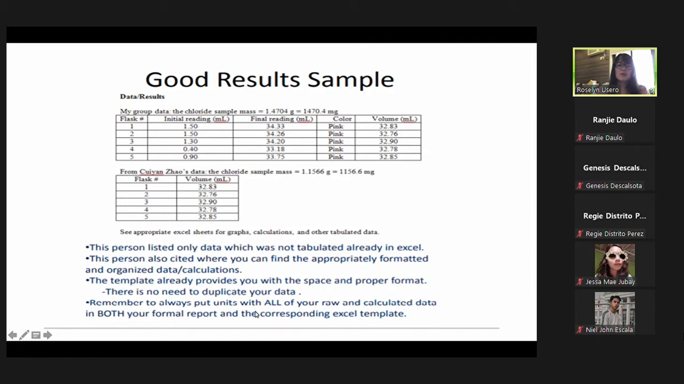So remember to always put units with all of your raw uncalculated data. Diba, ang chemist should have perseverance. So in both, dapat may pasensya in both your formal report and corresponding Excel template. So dapat may units.